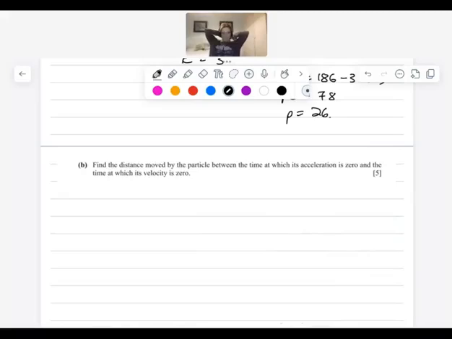Okay, last question in the books. Find the distance moved by the particle between the time at which the acceleration is 0 and the time at which its velocity is 0. Okay, when I look at this, it looks super random, but we just have to stick to what it says.